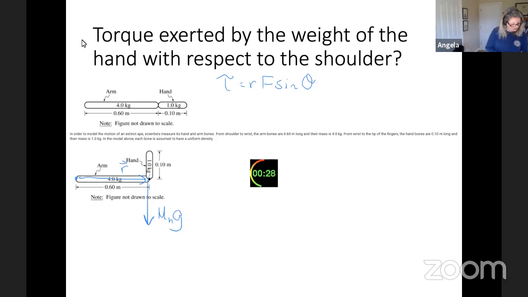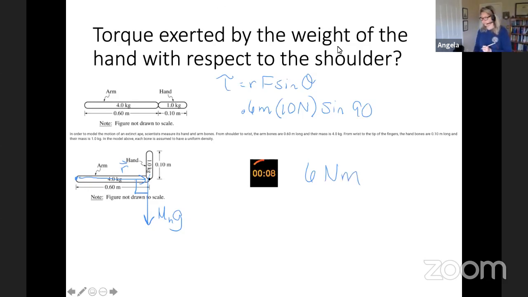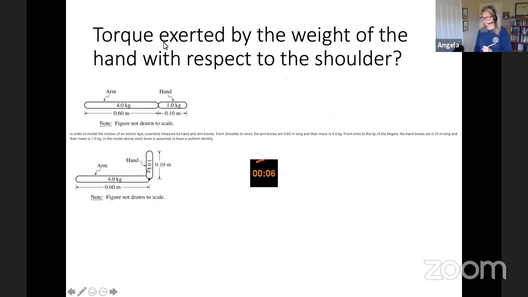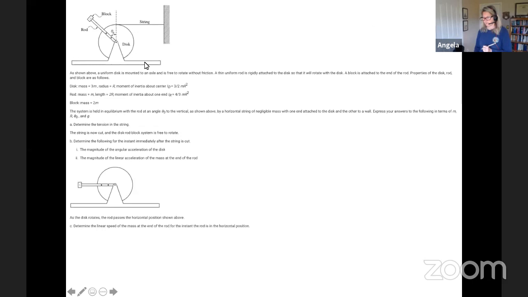So it would be 0.6. Sorry about that, 0.6 meters. And then the force would be the mass of the hand times g, so it would be 10 newtons. And then you have the sine of the angle between r and F, which is 90. So it's 6 newton meters. Okay, here's a free response for you.